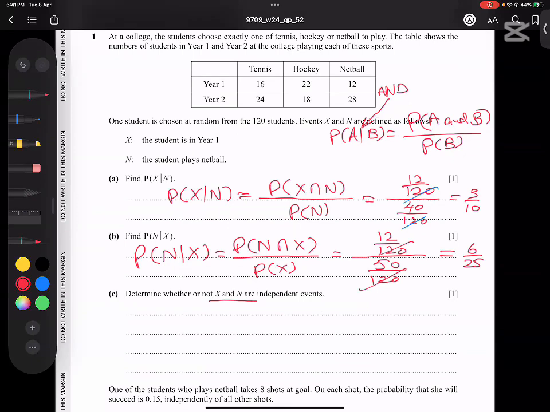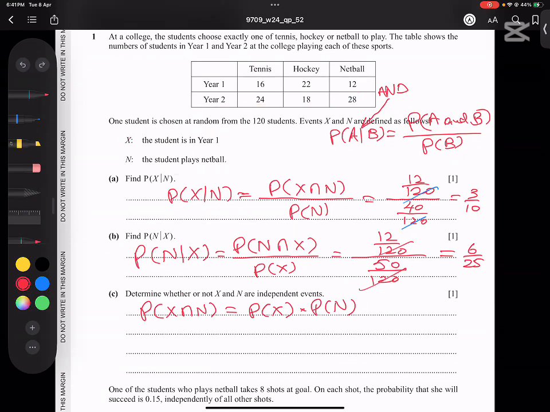Whether X and N are independent or not. We have a basic formula for it. What is the basic formula? Probability of X intersection N equals probability of X times probability of N. If both sides, left and right, are equal to each other, then they are independent. Otherwise, they are not independent. What is this answer? This means X and N together, so playing first year and playing netball.